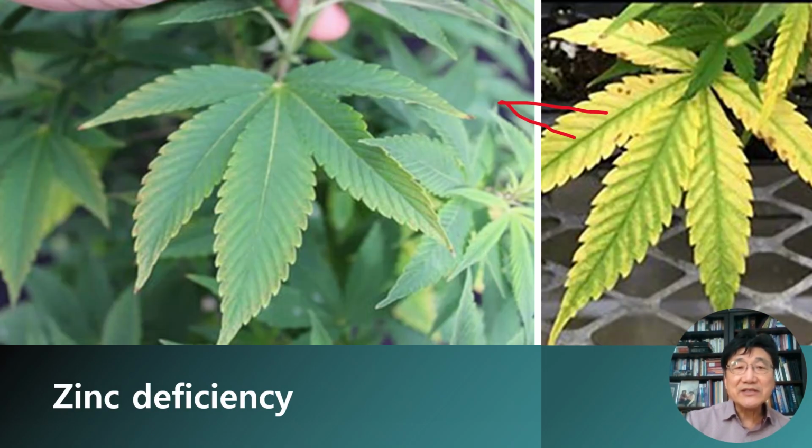Zinc deficiency in cannabis plants is indicated by chlorosis between the veins of young leaves. Other symptoms include browning at the leaf tips, inhibited bud development, and shortened spaces between nodes, causing leaves to appear bunched together. This deficiency can be caused by high soil pH, excess phosphorus, or an imbalance of nutrients.